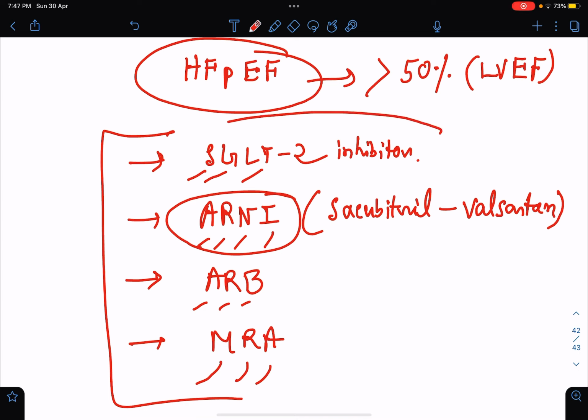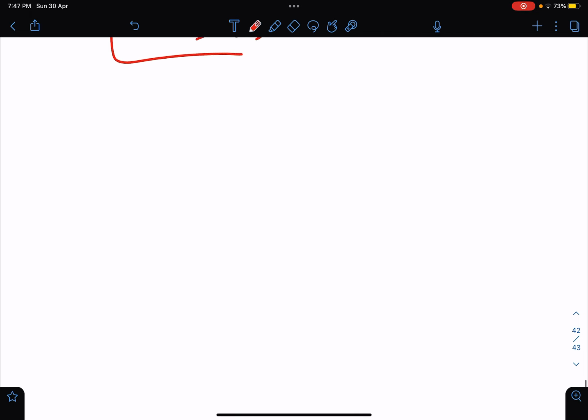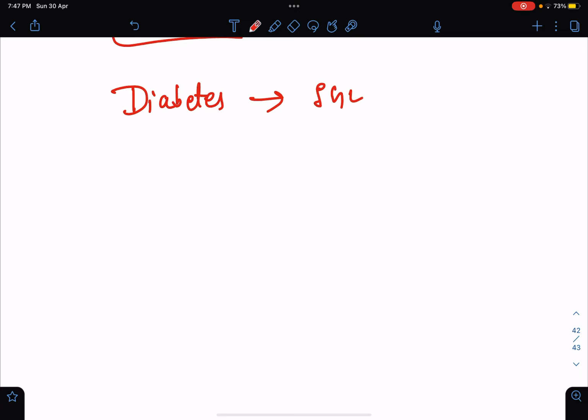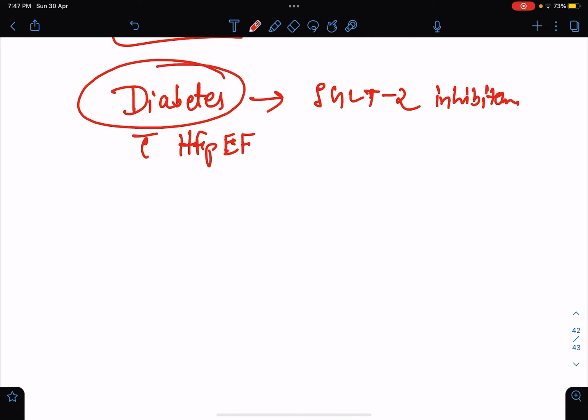SGLT2 inhibitor to be used in all patients of heart failure with preserved ejection fraction until and unless it is contraindicated, and it is the first line agent for patient with diabetes and heart failure. Okay, along with this medication therapy, we need to control other comorbidities also. If the patient is having diabetes and heart failure, as I said, SGLT2 inhibitors should be the first drug of choice in this group of patients, diabetes with heart failure with preserved ejection fraction. Okay, and we need to control the blood sugar as well.